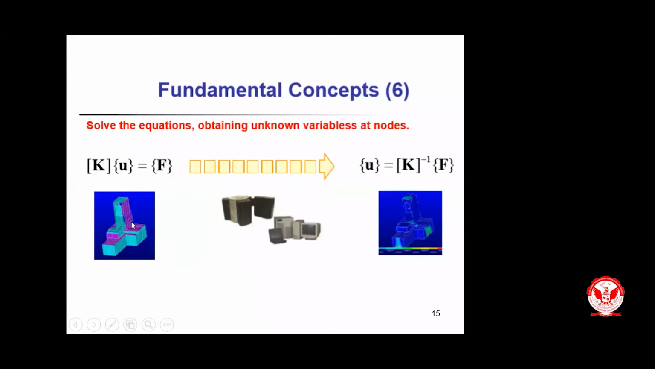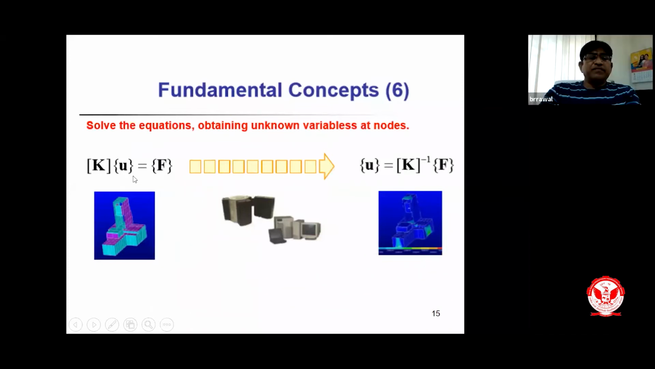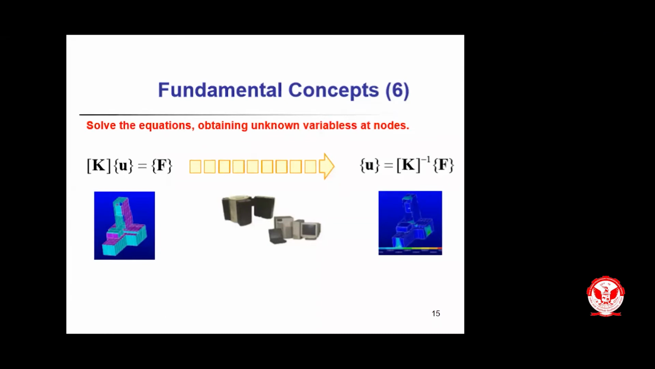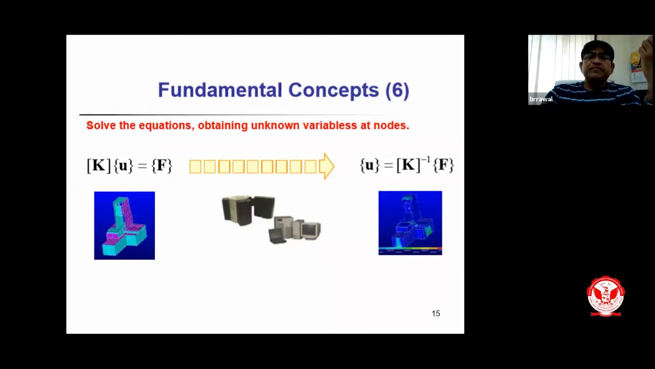Now, how do we solve this? When we have the global matrix, if we talk about the element level, this becomes the element stiffness matrix. Once it becomes a global matrix by assembly, and by putting in the boundary condition, we actually solve.